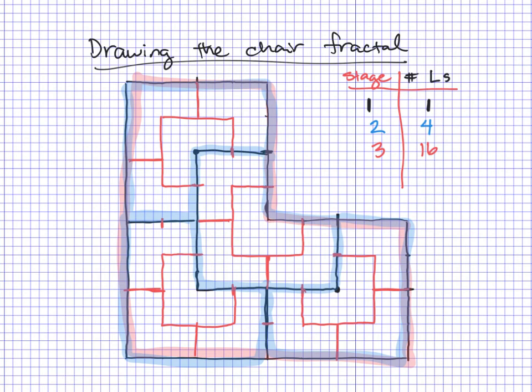If I do this one more time, oops, I gotta fix that line. Like that, all of a sudden in stage 4, I end up with 16 times 4, or 64. So how many would I get in the next stage?